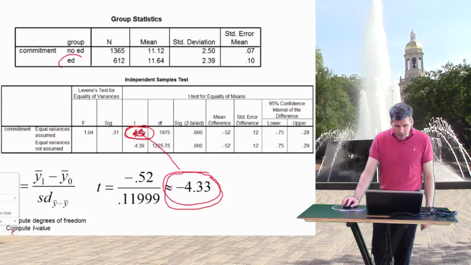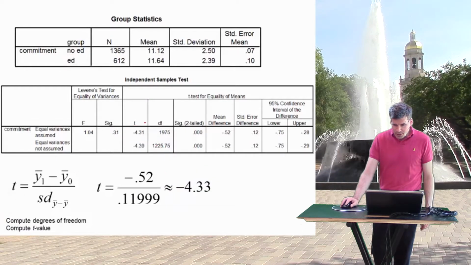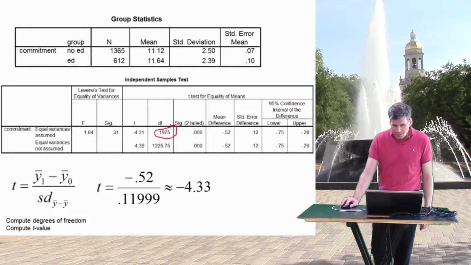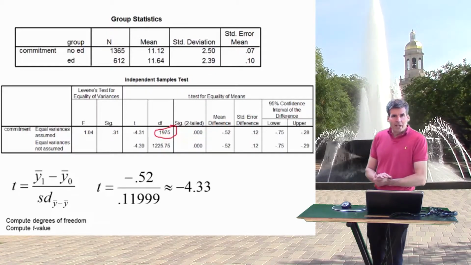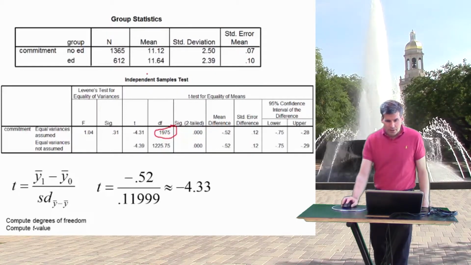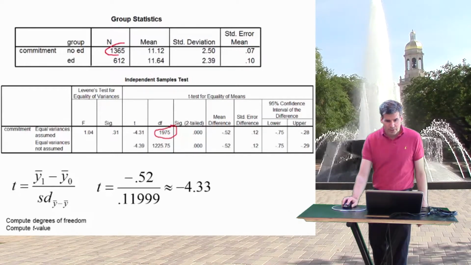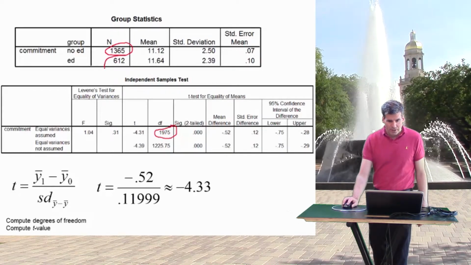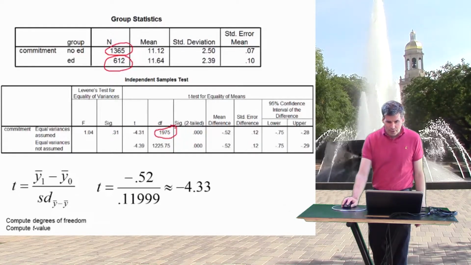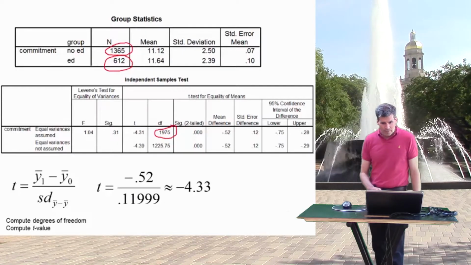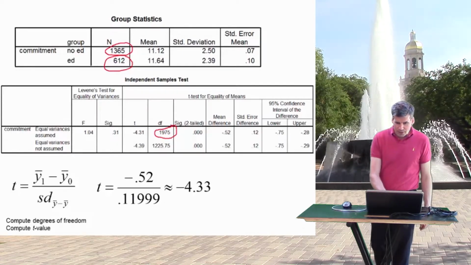What else could we do? We could also calculate the degrees of freedom. That'd be fairly straightforward. The total sample size minus 2, or you could take the people in group 1, 1,365 minus 1, plus 612 minus 1, which again would give you the total sample size minus 2. We get 1,975. So you could calculate the degrees of freedom if I asked you to.